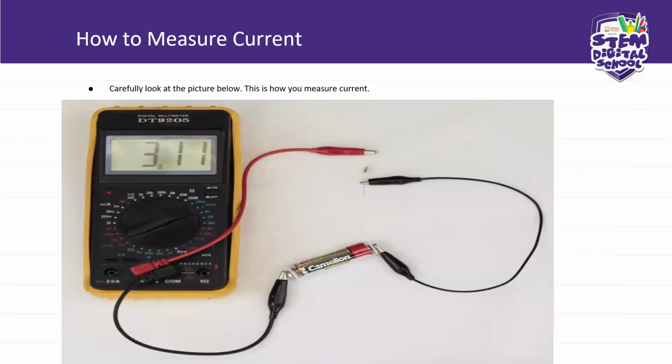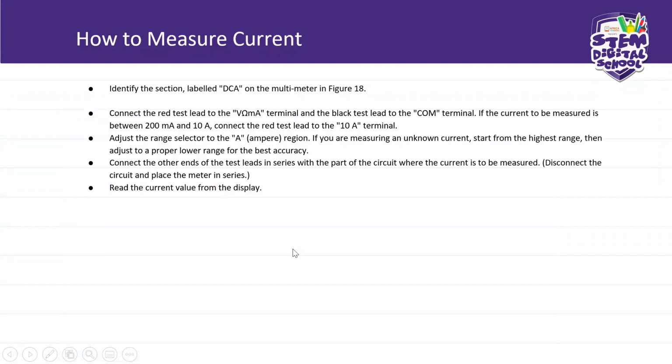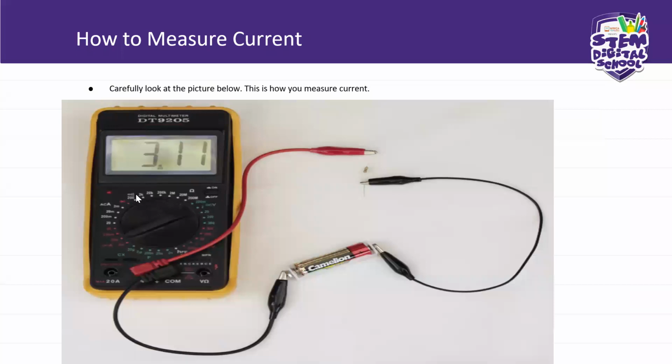How do you measure current? When you measure current, you put your leads... You see, this connection is in series. You measure current in series, okay? You see, it is in series. That's how you measure current. When you measure current, identify the section labeled DCA on the multimeter. Here, DCA.